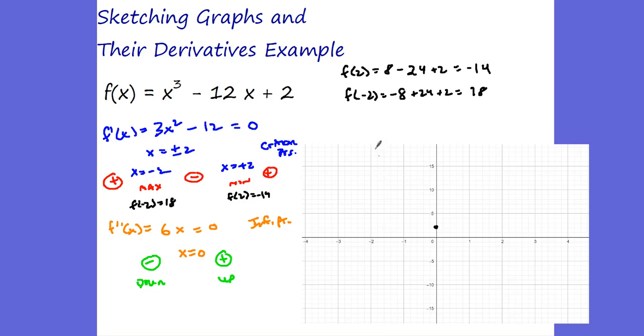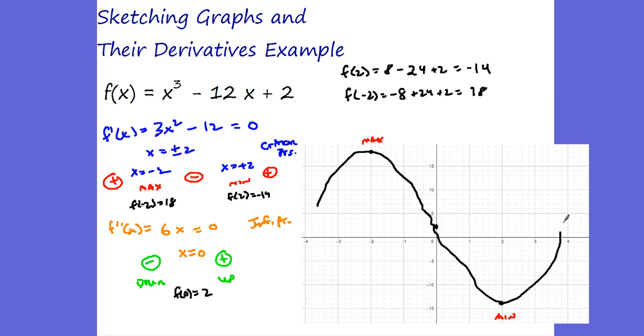So at negative 2, we're at 18. We're all the way up here. At f of 2, we're at negative 14, all the way down there. And so I know that this is my max, and this is my min. Okay, those are my relative maxes and mins. Now, what do I know? I know I have an inflection point right here at (0, 2), where f of 0 is equal to 2. I'm concave down, which means my graph is going to be concave down right there. Then I have an inflection point, and I am going to be concave up. And that is a good sketch of my graph.